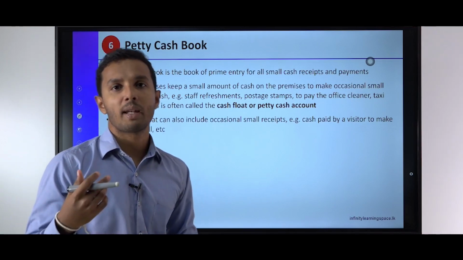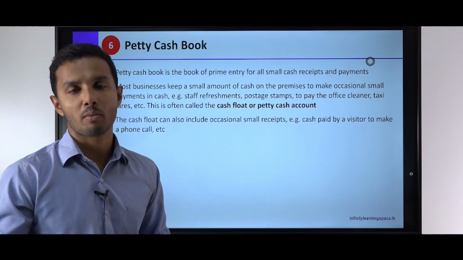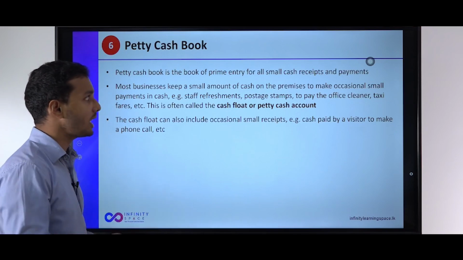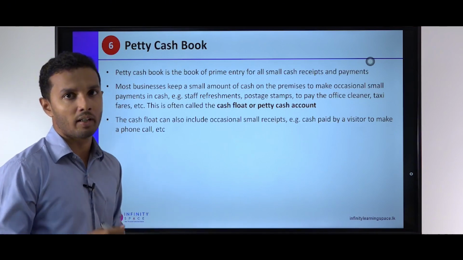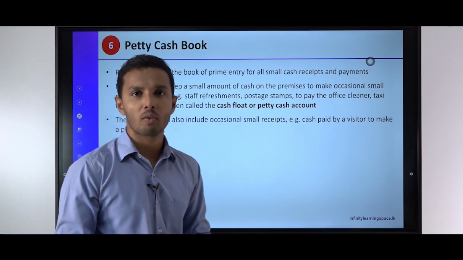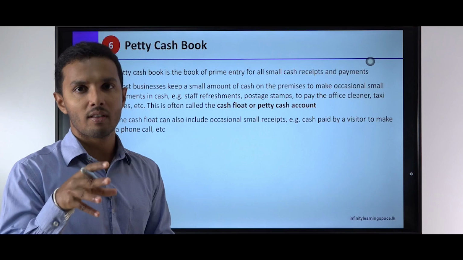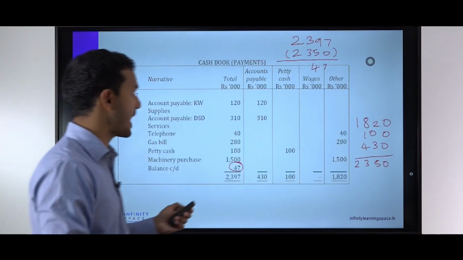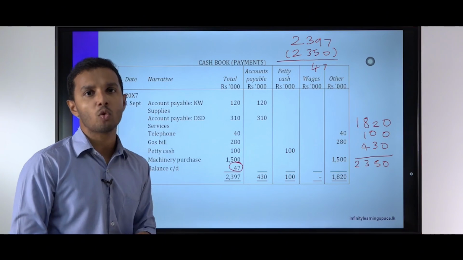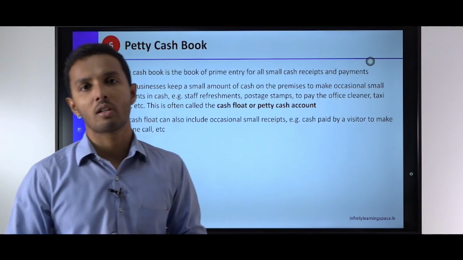the business can spend money to buy refreshments for a client, to buy some short eats for a client, or the business can pay an employee the taxi fee. The business can pay the office cleaner a very small amount of money. So those are very small value transactions. If all those small transactions are also recorded in our cash book, right, our cash book can get too complicated. It will have too many transactions and it will be difficult to find out the most important transactions.